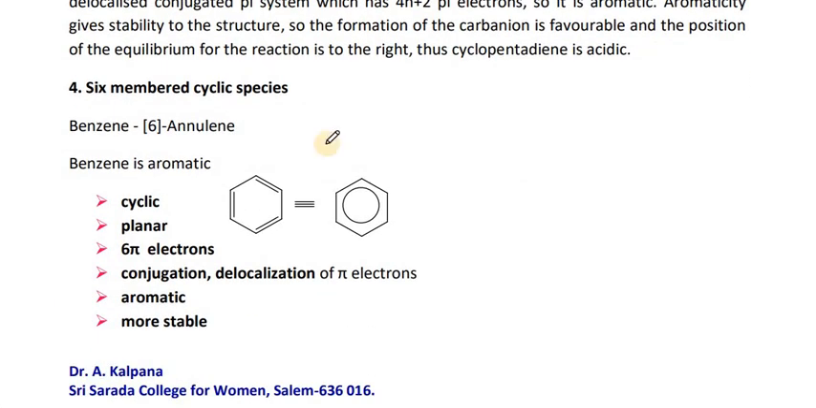Coming to the 6-membered ring, everyone knows benzene, which is also called 6-annulene. Benzene is aromatic because benzene is cyclic in nature, a 6-membered ring. It is planar: all the 6 carbon atoms and hydrogen atoms lie in a single plane. It has 6 pi electrons, that is 3 pi bonds and 6 pi electrons. There is conjugation: single, double, single, double, single, double. Therefore, all the 6 pi electrons will get delocalized. They will not be localized between carbon atoms. They will get delocalized, and hence there is a delocalization of pi electrons. Therefore, it is aromatic and more stable.